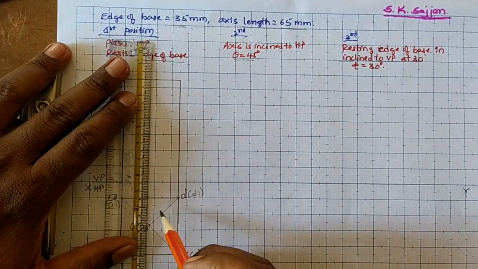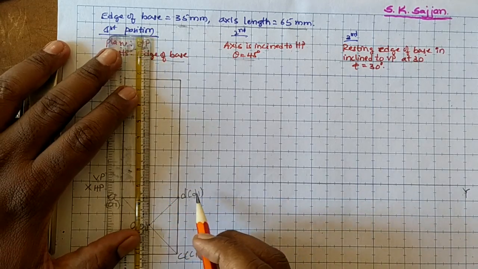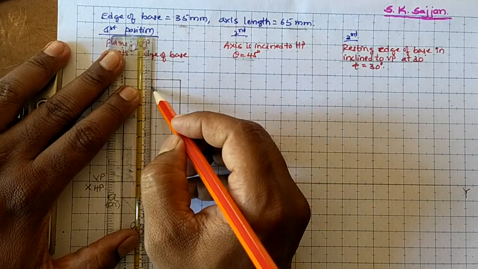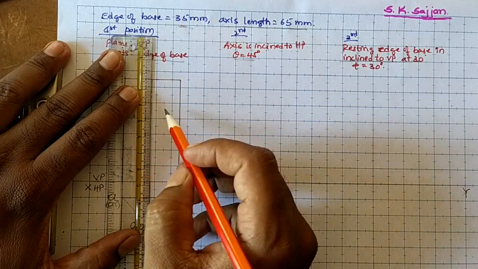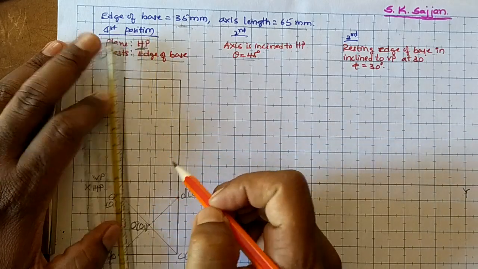Then axis. I think you know how to show the axis. That is alternate long and short dashes. This is a thin line. Okay, this line is a thin line.